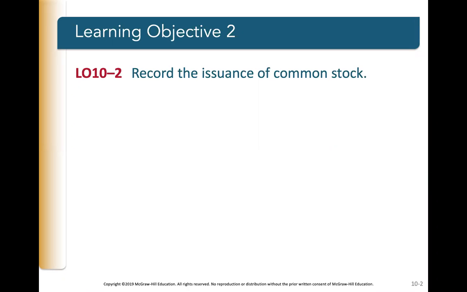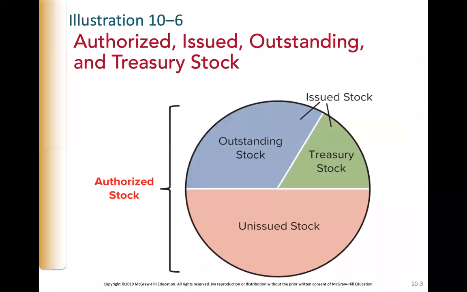For our discussion in this chapter, we need to make clear the different number of shares a company may have. First is authorized stock. Authorized stock is the total number of shares available to sell as stated in the company's articles of incorporation. So for example, say that a company has authorized stock of 100,000. 100,000 would be this entire circle, the entire amount authorized to issue.